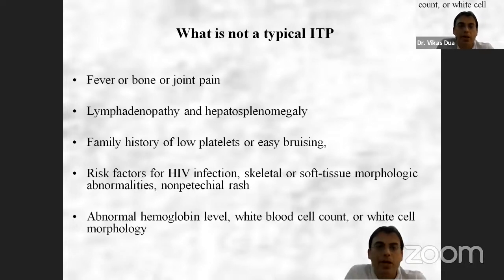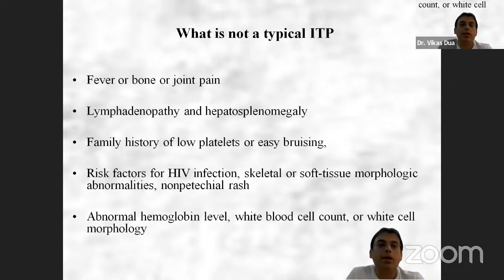So if you have a patient who has come to your clinic with fever at the time of low platelets, that is not typical of ITP. You may have a history of fever 2 to 4 weeks back. You may be having a viral process 2 to 4 weeks back, but having fever at the time of presentation when the platelets are low is not typical of ITP.